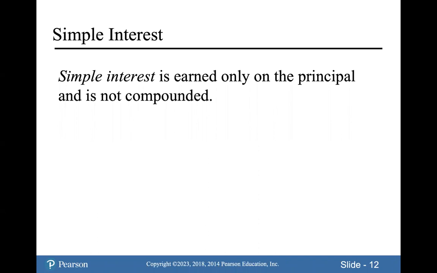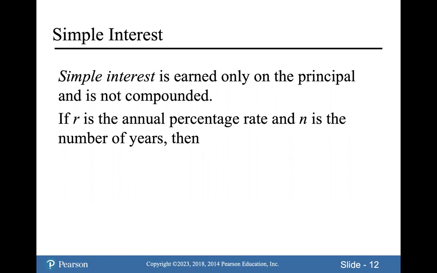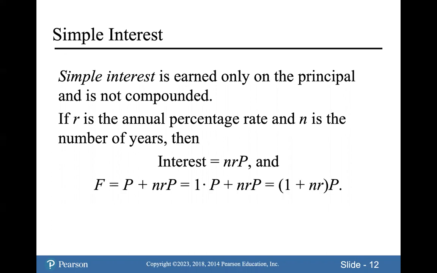All right, that brings us to simple interest. Simple interest is earned only on the principal and is not compounded. If R is the annual percentage rate and N is the number of years, then interest is equal to N times R times P. And F, the future value, would be P plus N times R times P. Factoring out P, we get that F is equal to P times the quantity 1 plus N times R.